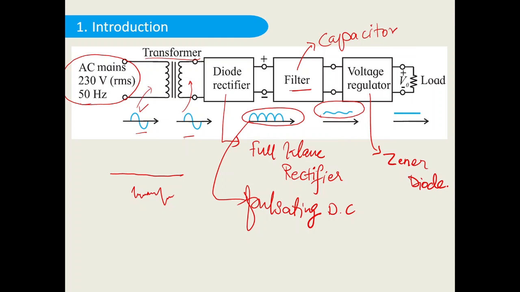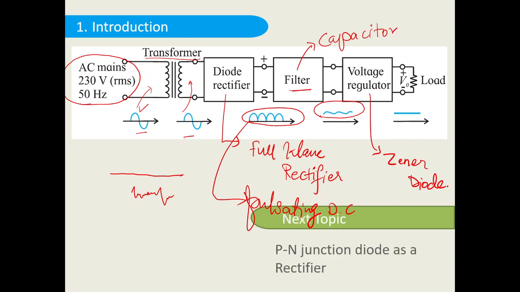We are going to learn about all these things in detail in the subtopics. The next topic that we are going to learn is the PN junction diode, which is used as a rectifier, in the rectifier circuit.